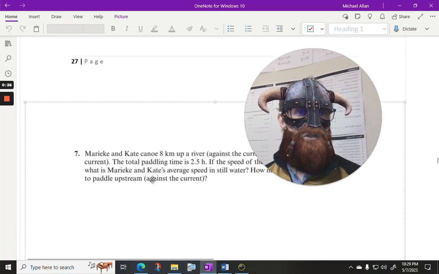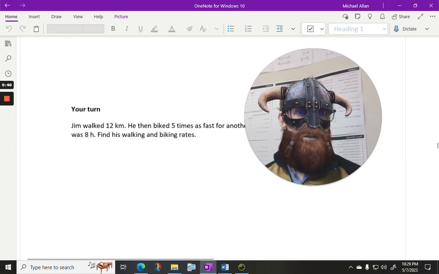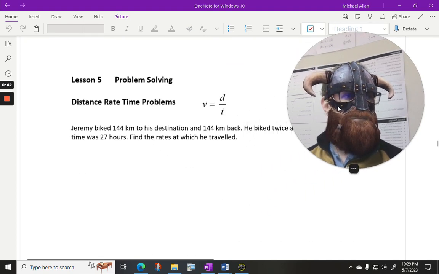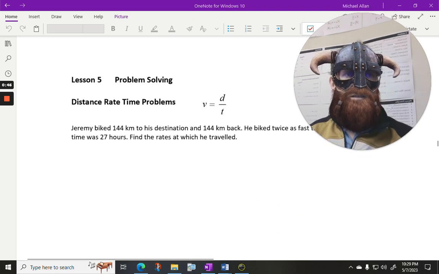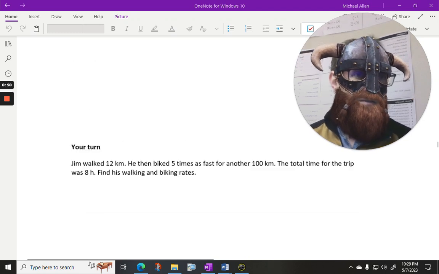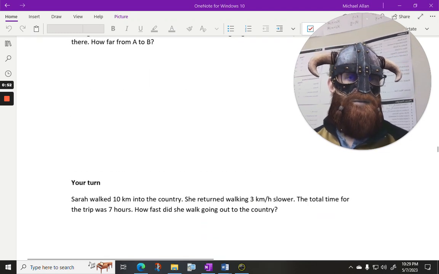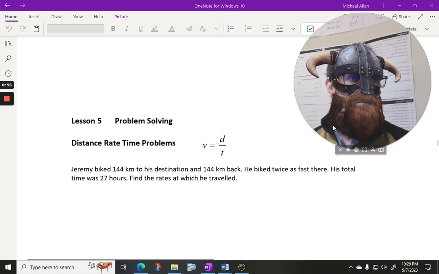On page 24, I'm going to ask you a few questions. We're still in the rational expression stuff. We've got this one equation up here, v is equal to d over t, so it's probably going to be useful for most of these questions. So let's get into it.